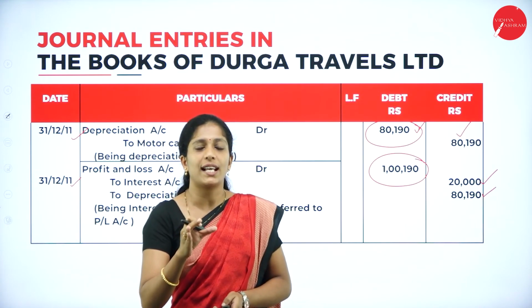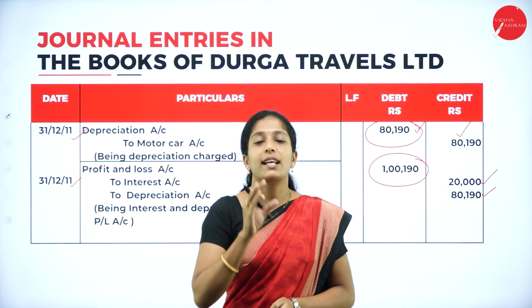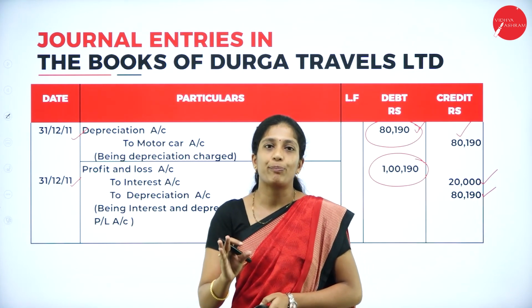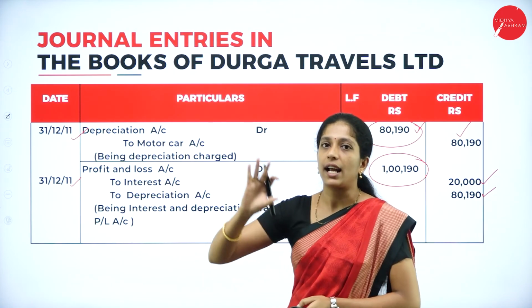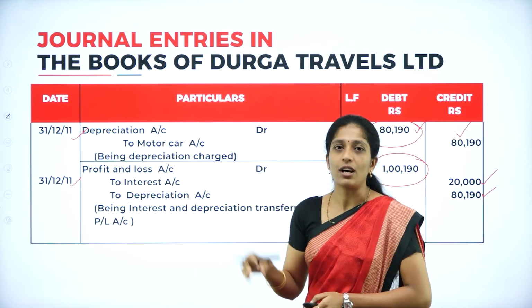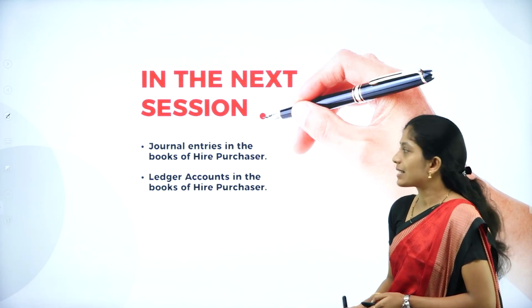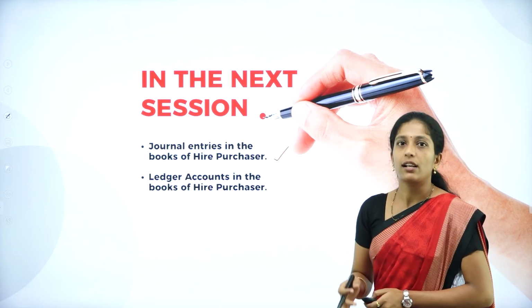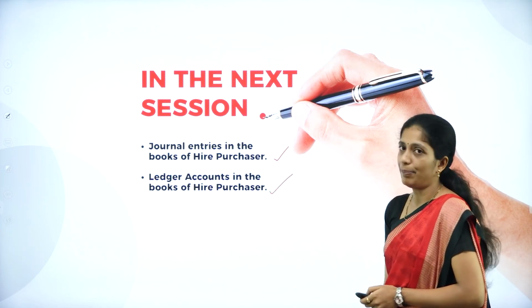Once you know the journal entry, you have to be clear with recording the amount in that particular table. So that table plays a very important role. So you have to see while calculating. After that, you can directly write the amount in your journal entries. So in my next session, we shall go through one more problem and ledger accounts in the books of hire purchaser.